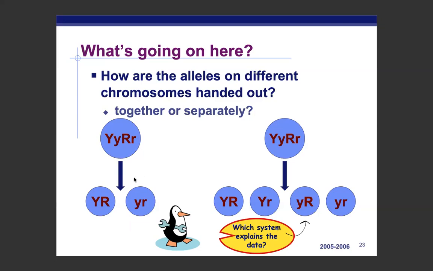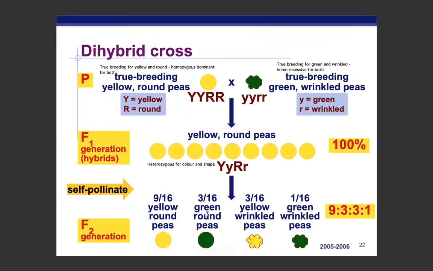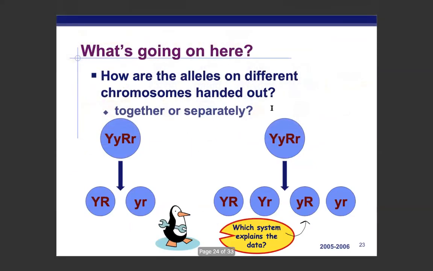So when a daughter cell gets the alleles, can it only get dominant for both and recessive for both, or can it get dominant for one and recessive for the other? We're saying it can, because we see here that this can be dominant for one, recessive for the other. That's what Mendel's trying to show.